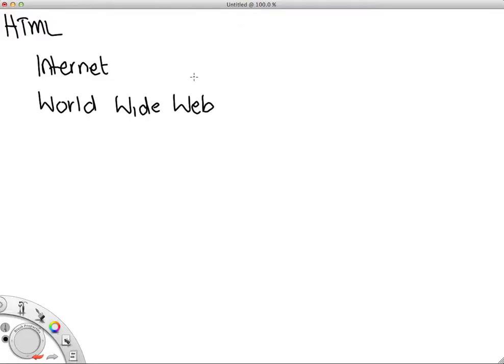In fact, when we're talking about the internet and the World Wide Web, we could say that the internet actually hosts the World Wide Web. So in other words, the World Wide Web sits on the internet. So in order to understand HTML, it's first of all important to grasp an idea of what is the internet and what is the World Wide Web. So we'll start there. We'll start by looking very briefly at the history of the internet.